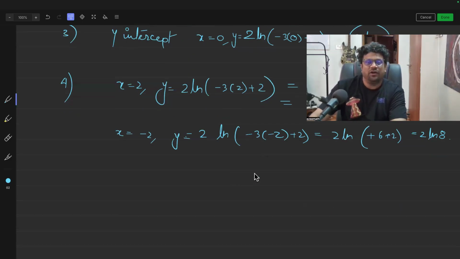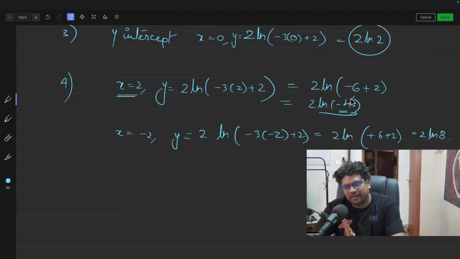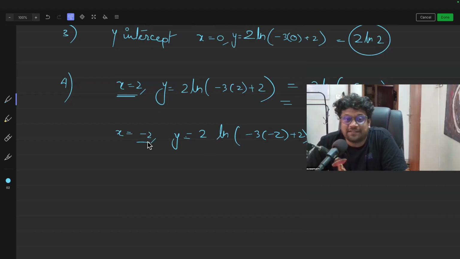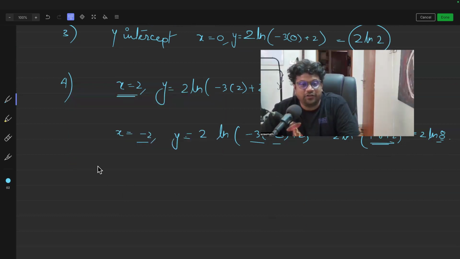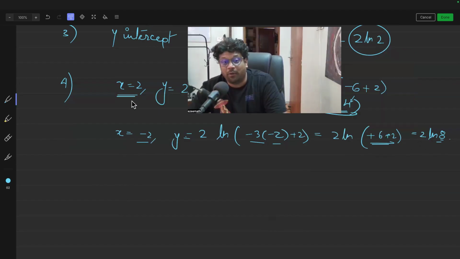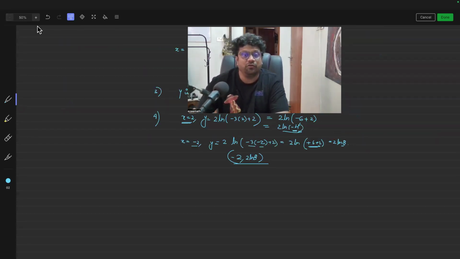Of course, what I saw is when I substituted x equal to 2, it gave me a negative value inside the logarithm. No, the logarithm of a negative value is not defined. So what I did is I took negative 2. In that case, I know these two are going to multiply and give me a positive number. Being a little clever, I chose x equal to negative 2 in this case. And the y corresponding to it came out to be 2 ln 8. There it is at negative 2. Okay, now that we have four points, we're going to go sketch.